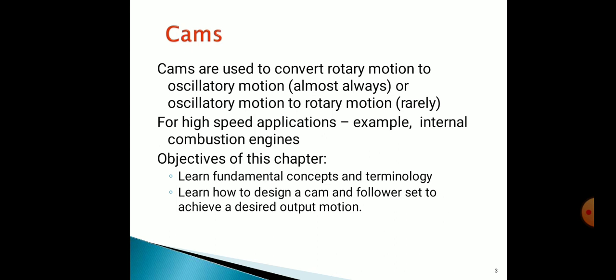Cams are used to convert rotary motion to oscillatory motion, or oscillatory motion to rotary motion. They are used for high-speed applications, for example internal combustion engines. Main objectives of this chapter: learn the fundamental concepts and terminology, and learn how to design a cam and follower set to achieve a desired output motion.